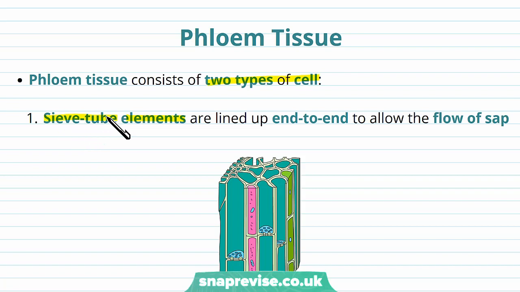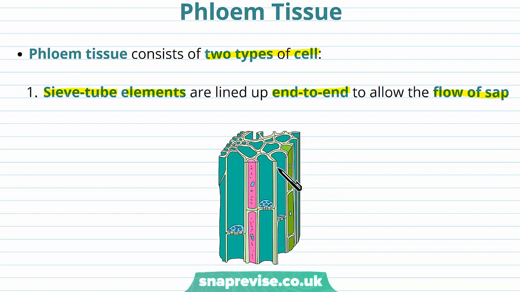So these cells are called sieve tube elements, and these are stacked end to end with the shorter ends facing each other, allowing a flow of sap. So we've got a diagram here which shows a bunch of different vessels. So we're looking at phloem tissue.